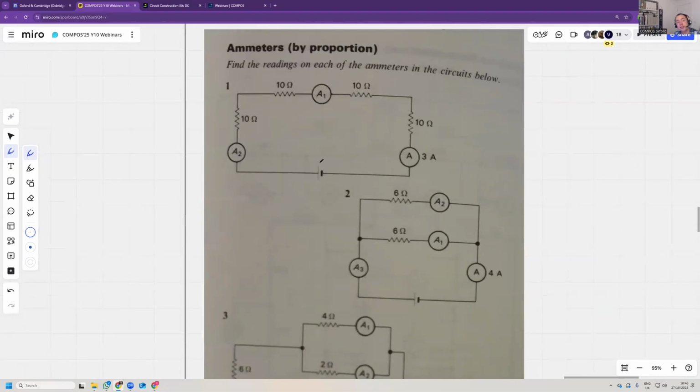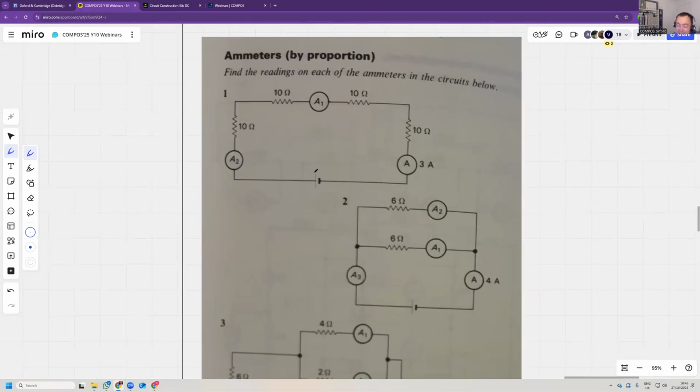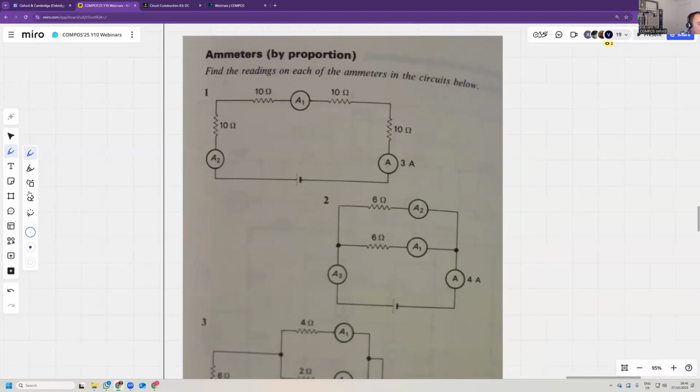Now, ammeter by proportion works slightly less intuitively than voltages. Let's see. Well, here it's quite easy. There's a battery here, so the current starts from here. It's like water. How much water will flow through the circuit? If you know that 3 amps flows here, there's no other way for the electrons to go. They have to flow through the battery and then through that ammeter. So this is also 3 amps.